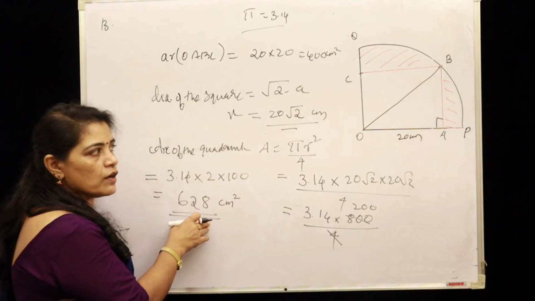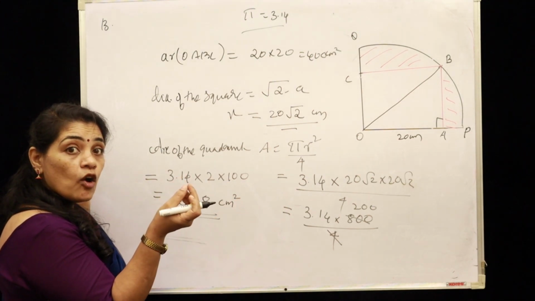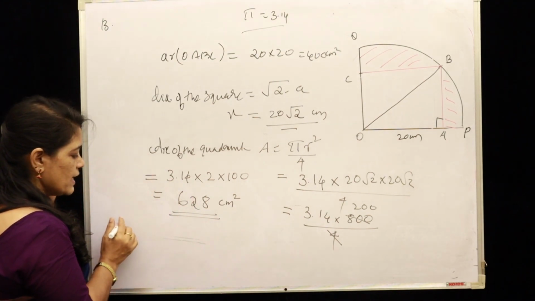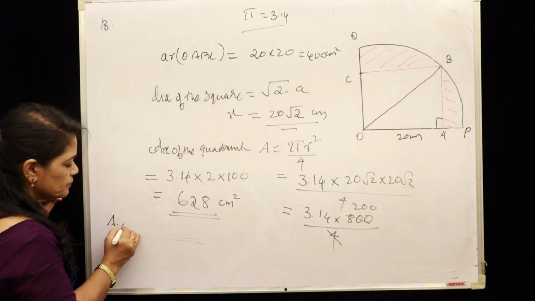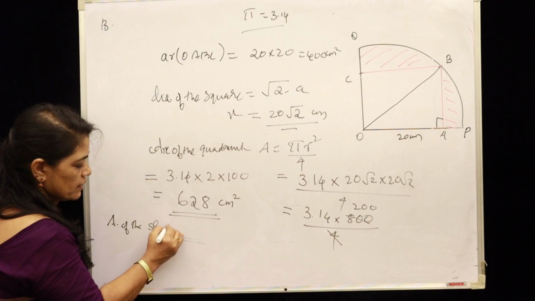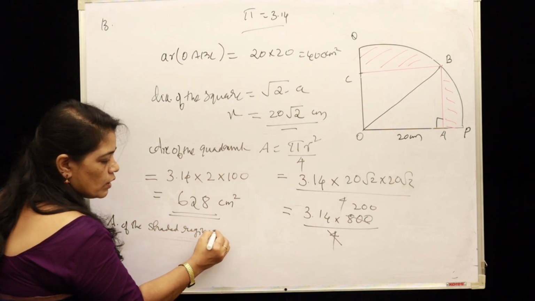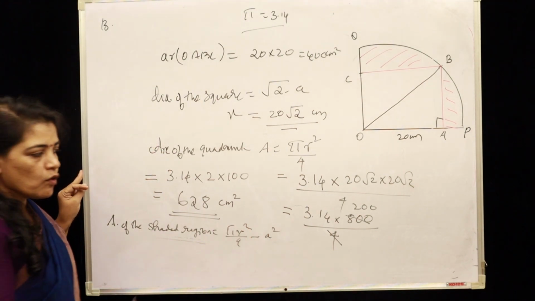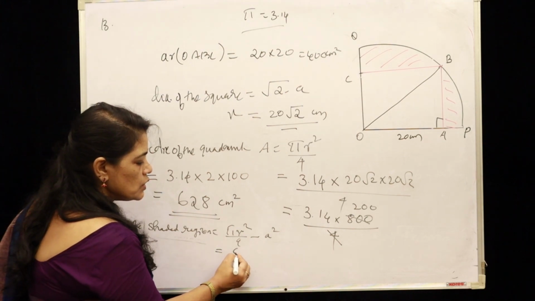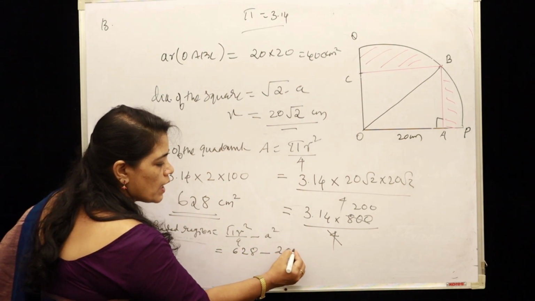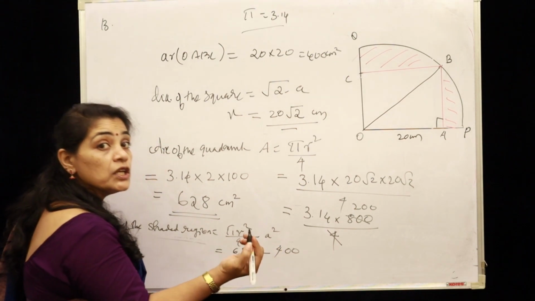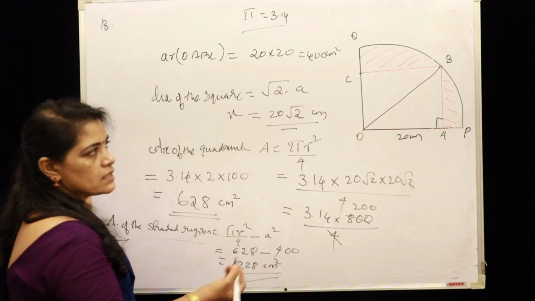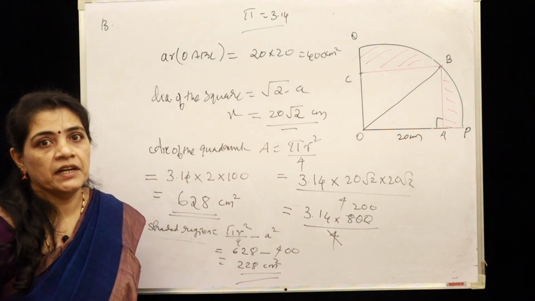From this you have to subtract the area of the square, that will give you the area of the shaded region. So in the next step, area of the shaded region is equal to pi r square by 4 minus a square. Area of the quadrant minus area of the square, that is 628 minus 200, that is 20 into 20 equals 400, so 228 centimeter square is the area of the shaded region.